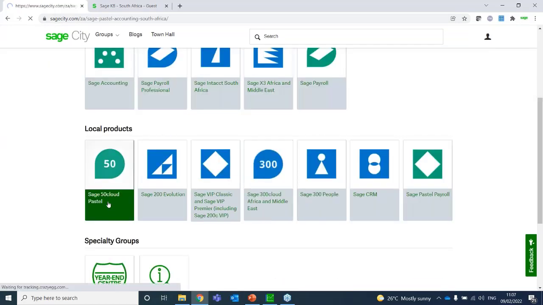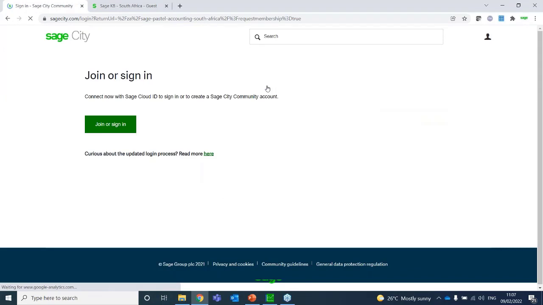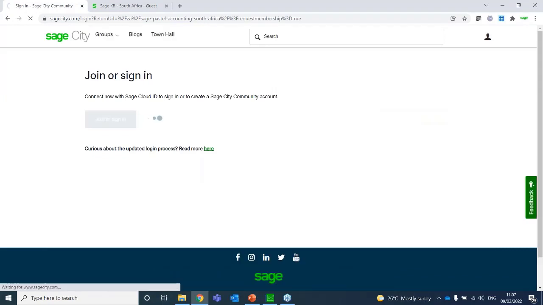And then you're going to select Sage 50 Cloud Pastel. When you go into Sage 50 Cloud Pastel, if you are not already a member, please click on the orange ribbon. And then guys, select join or sign in.